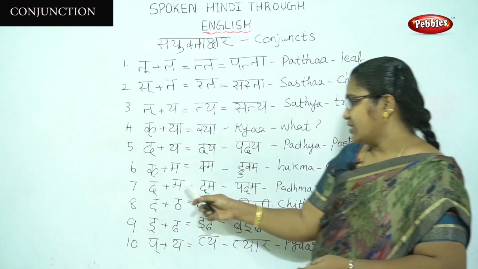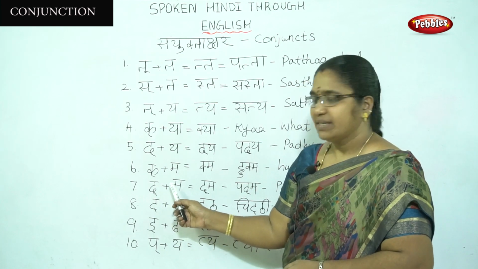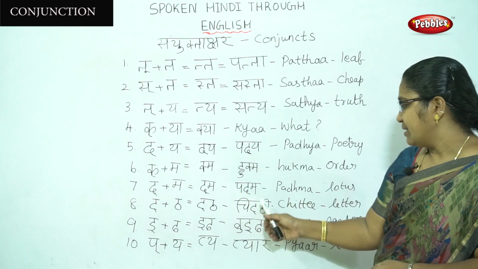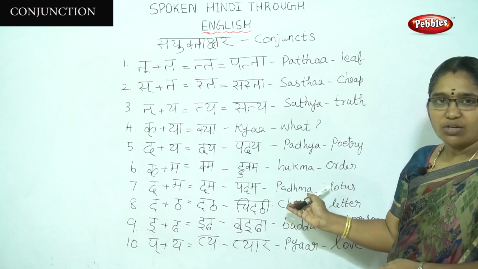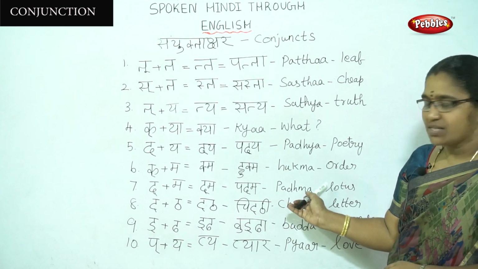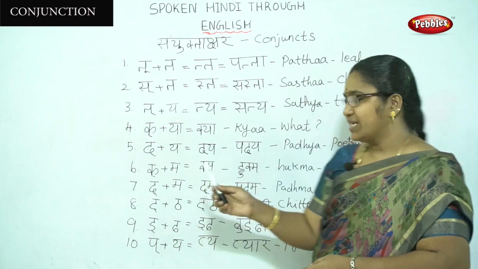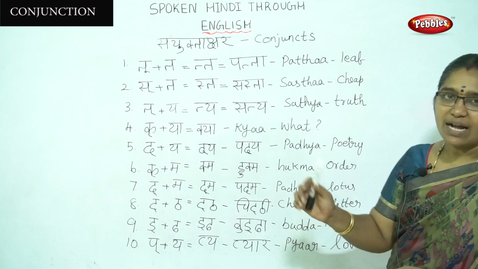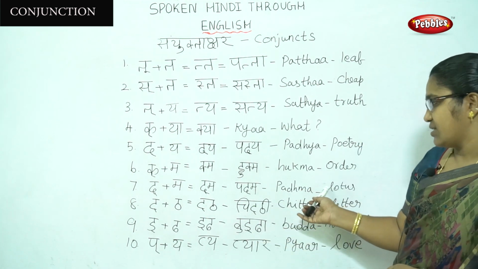The seventh one is it plus ma, itma. Padma. Padma means lotus. Kamal is also another name for lotus. Padma is also called lotus. We all know that Kamal is called lotus.